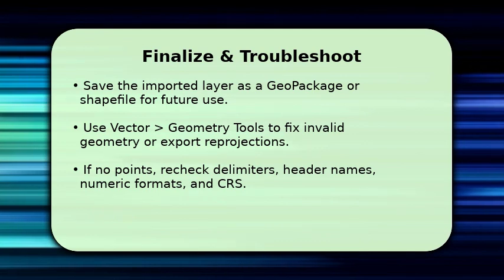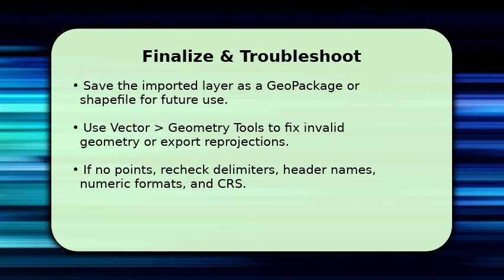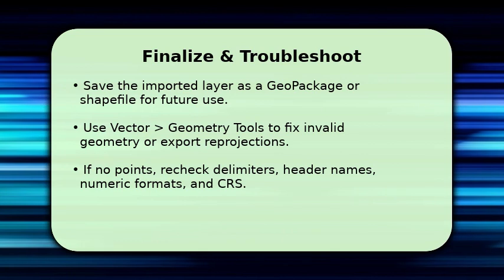For messy geometry or missing features, run basic fixes with vector geometry tools. One key troubleshooting tip: if nothing appears, first reopen the CSV to confirm delimiters and numeric formats, and then ensure the assigned CRS matches the coordinate values in your file.